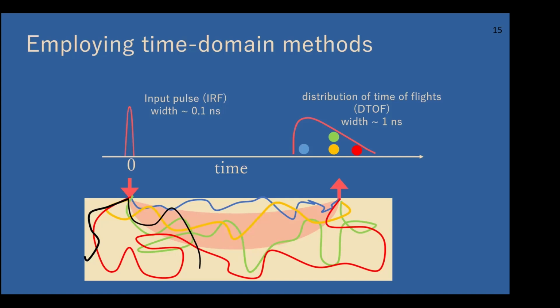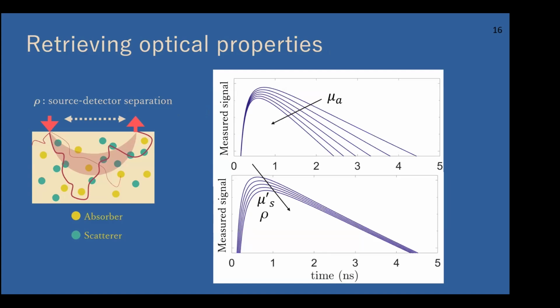But if we also have a sync channel where we know when the laser pulse was injected into the tissue, we can also calculate when the photon was detected by the detector. So what we build up is a histogram of the distribution of what we call the time of flight of the photons. That will be broadened with respect to our input pulse. This DTOF curve, or the distribution of time of flight curves, contains information about our optical properties. So again, mu A as well as mu S prime.